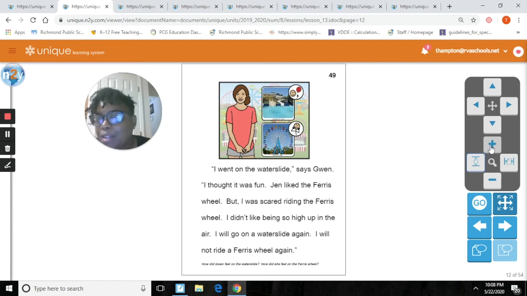All right, I have another statement to make about this page. Now we know that Gwen feels scared, and then people can choose different activities when they go to an amusement park. Not everyone will like the same thing, okay? And that's very true, all right?